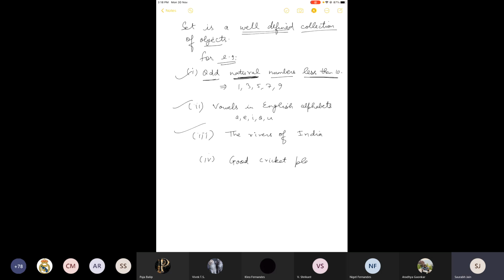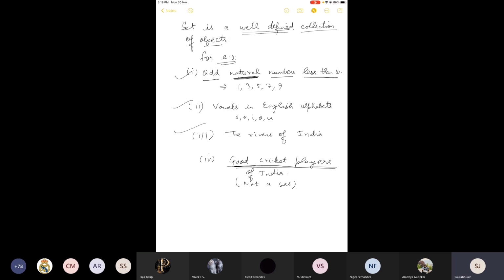Why? Because it is not well defined. See, this term is vague. How will you define whether a cricket player is good or not? People may argue depending on their choices. So here the term will not be clear.